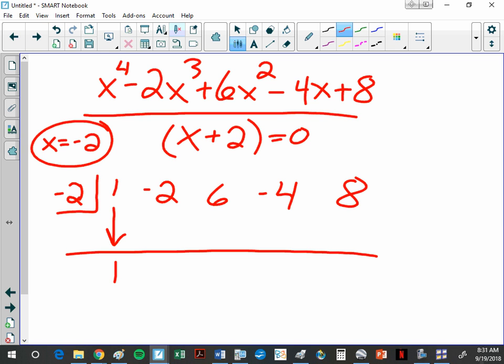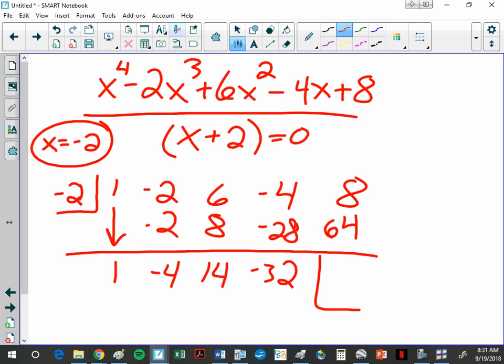So negative 2 times 1 is negative 2, which gives me negative 4. Oh, this might be ugly. Negative 2 times negative 4 is 8, which is 14. And then negative 2 times 14 is negative 28, which gives me negative 32. And that's 64, which is 72.